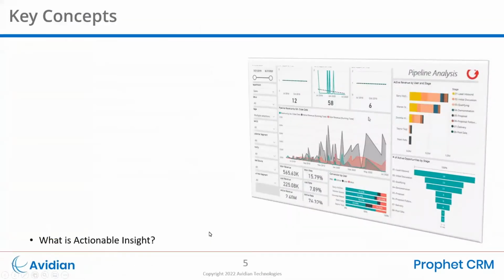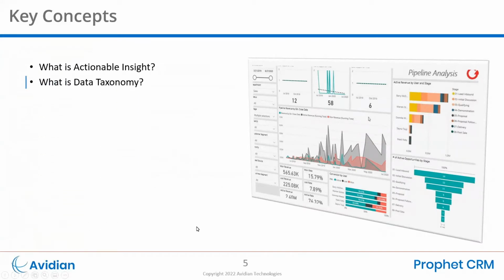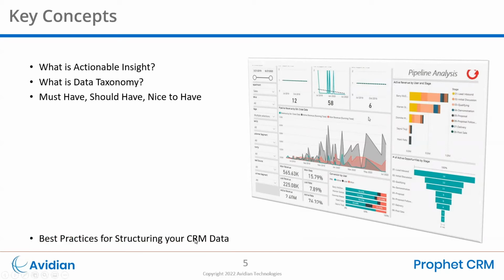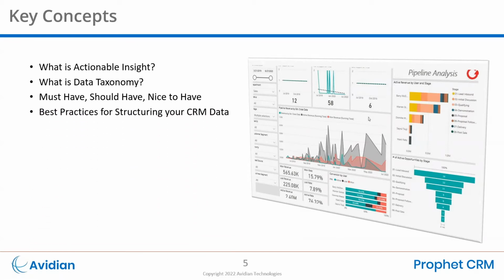Things like that. So the key concepts of the topics today are what I mentioned earlier, actionable insight. What is it? Well, it's basically using your data in such a way that you can take action on it. What is data taxonomy? It's the ability to classify and categorize data so that you can understand what's going on better. I like to think of it as some data is must have in order to make the whole system useful. Some of it you should have if you can get it, and others are just nice to have. I'll be going through in detail some best practices for structuring your data.